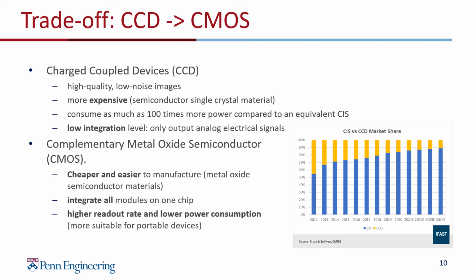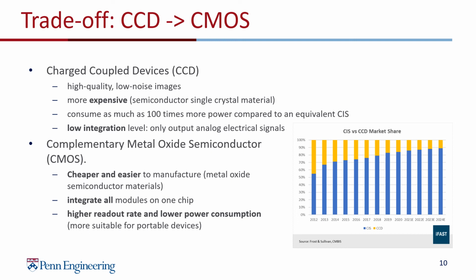Now we've talked about CCD and CMOS, and we know that CCD is now largely replaced by CMOS. Why is that? What are the advantages and disadvantages of both of them? First of all, although CCD can have higher quality and lower noise, it is more expensive to manufacture and also consumes much more energy than an equivalent CMOS CIS. And also, CCD has a relatively low integration level, which means that CCD can only output analog electrical signals. We need many more steps to process this information.